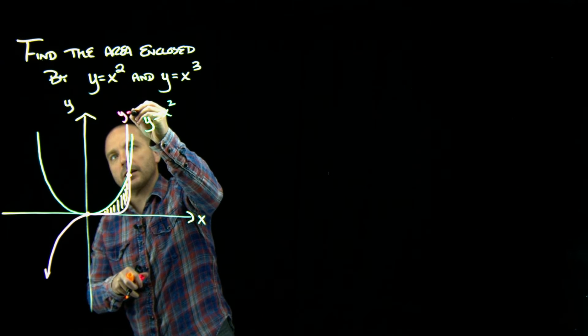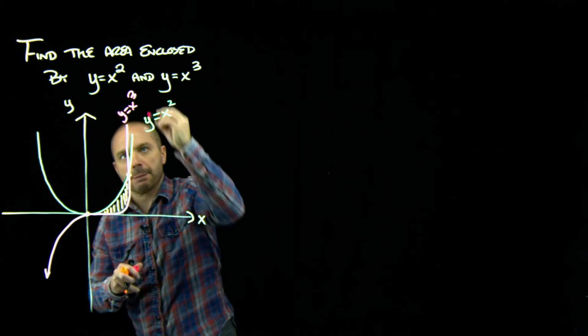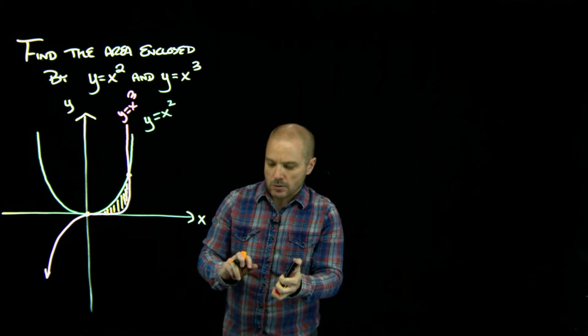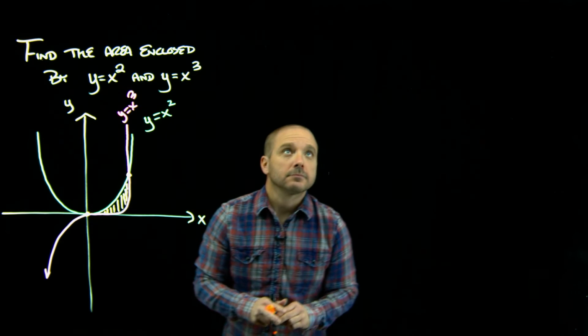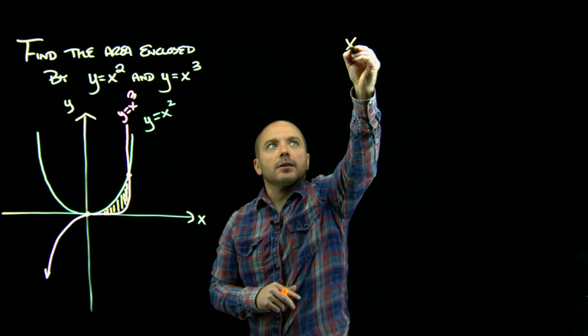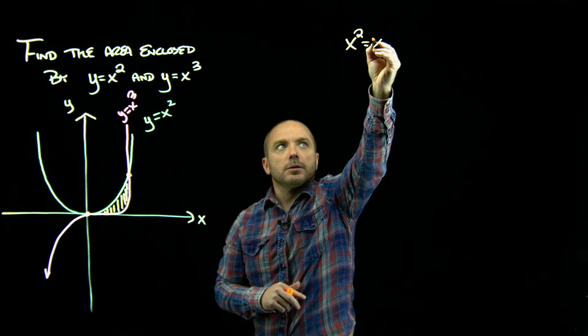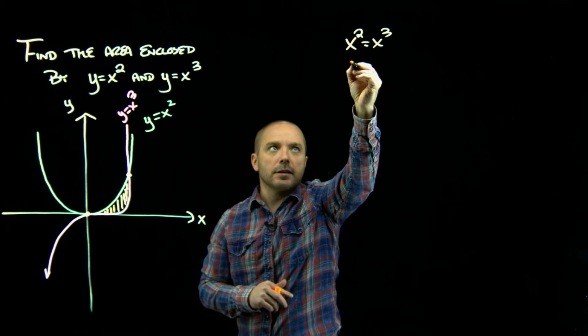Let me label this guy here. This one was y equal x cubed. So setting those two equal, x squared equals x cubed. Gather everything to one side.